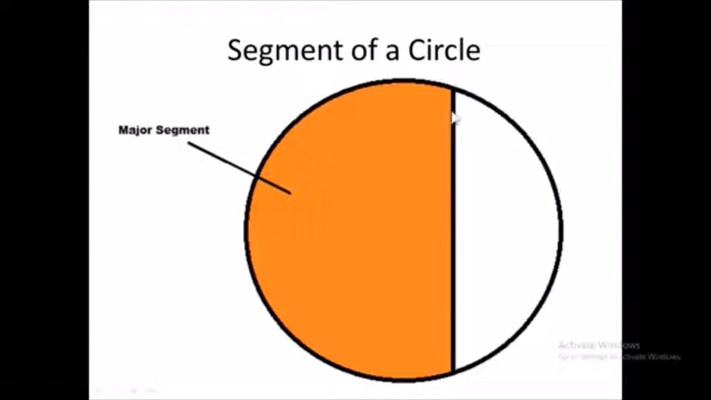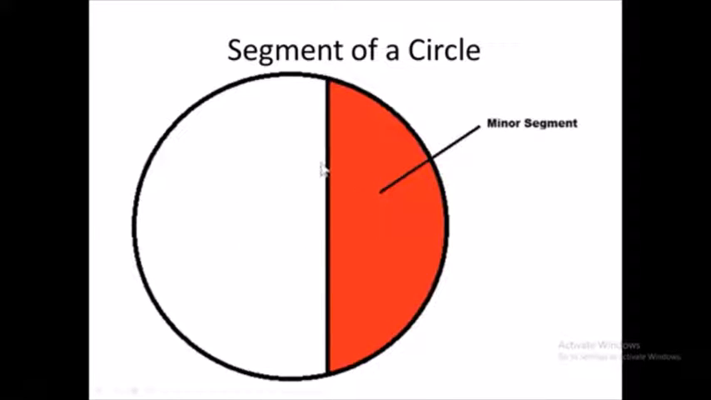So you can see this line is a chord. This space here that is colored is a segment. Also, this white one is also a segment. So when you have a chord inside the circle, that means a segment is formed. Also, if you look at this other chord inside this circle, that means this side is also a segment, and this is also a segment.